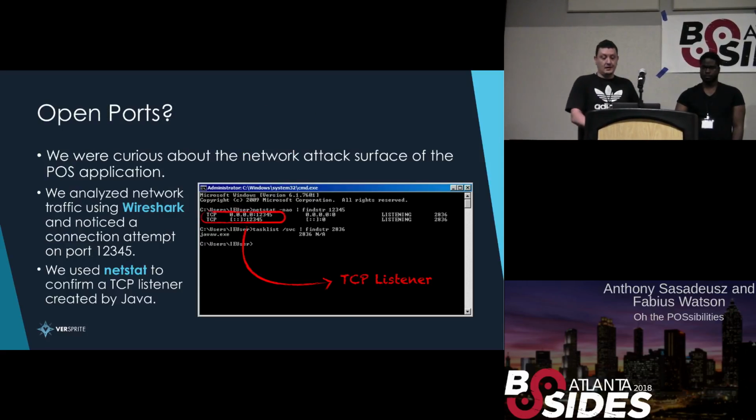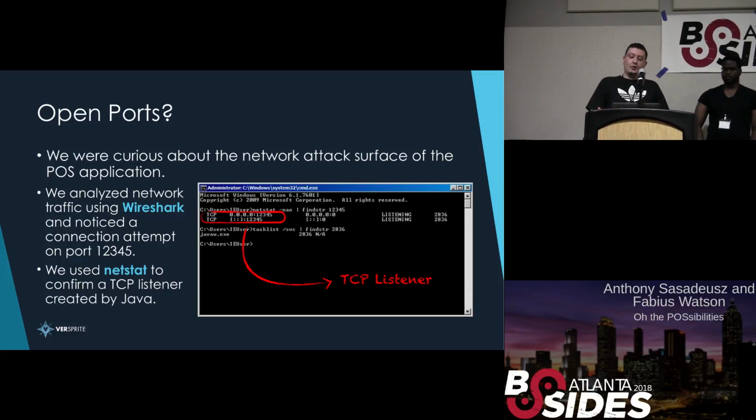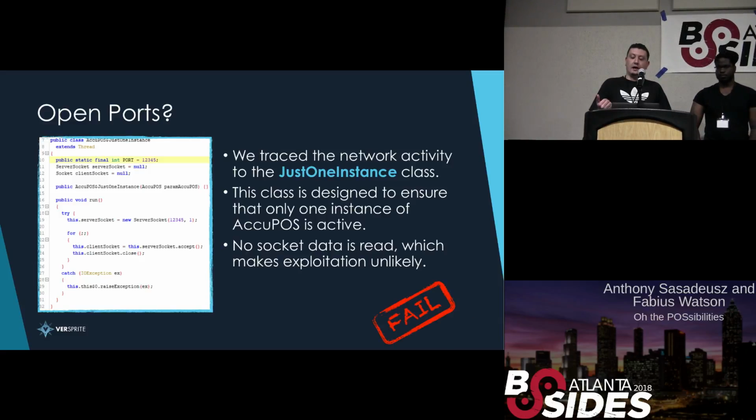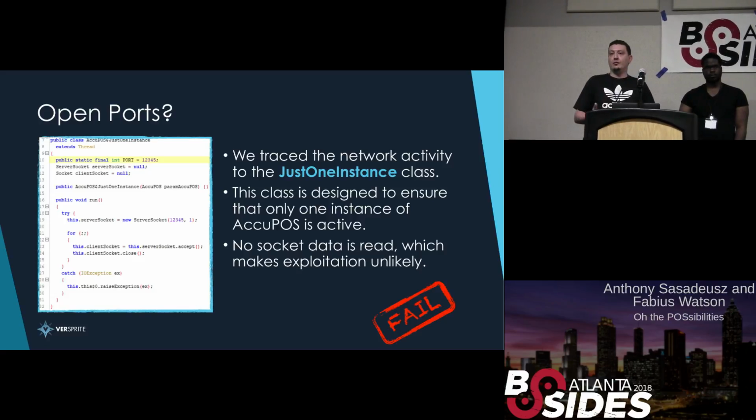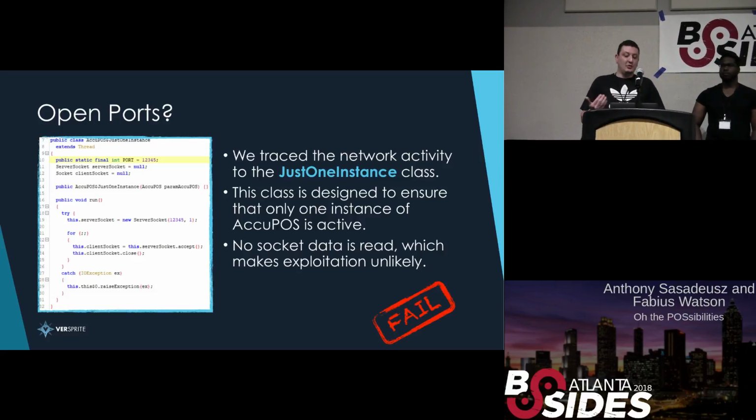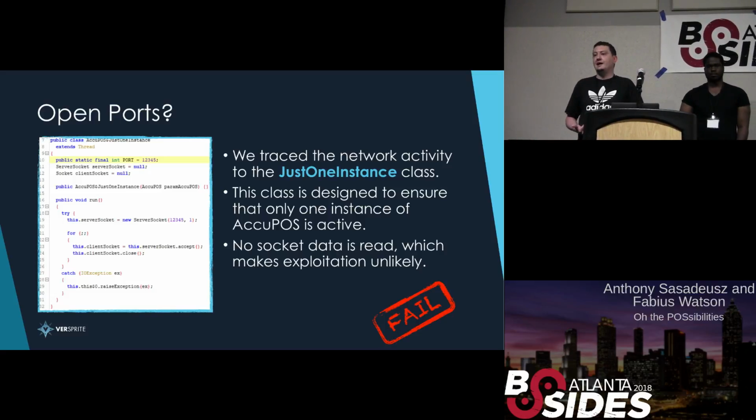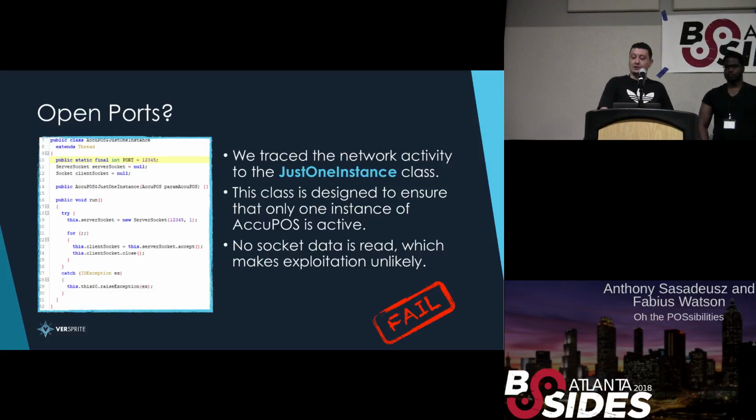So what next? We wanted to look at the network attack surface. We did notice that the Java process was listening on a port. So we wanted to look at the code and see what it was actually doing and how it was using it. We found it being used in a just-one-instance class, and this basically only checked to see if there was something listening on port 12345. If there was, it would assume it's AccuPOS, and it wouldn't launch another process. And this basically got us nowhere also.